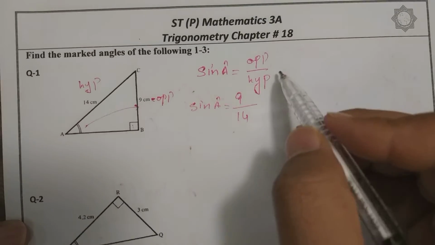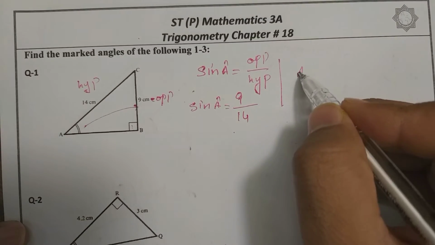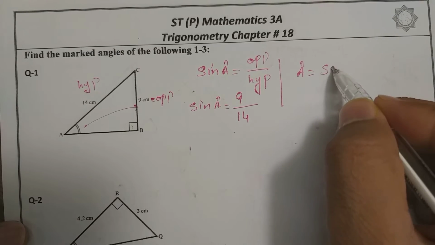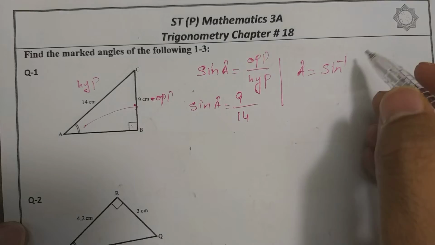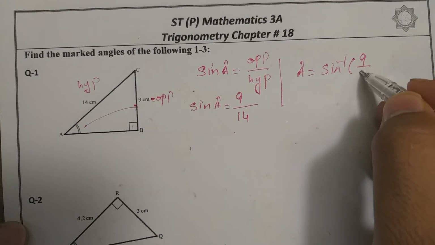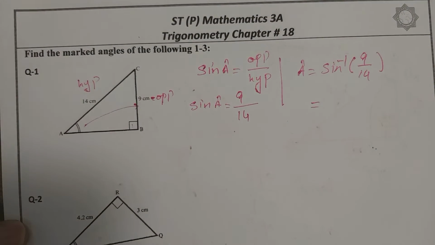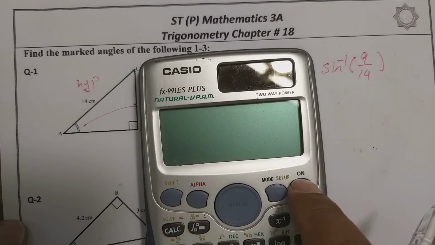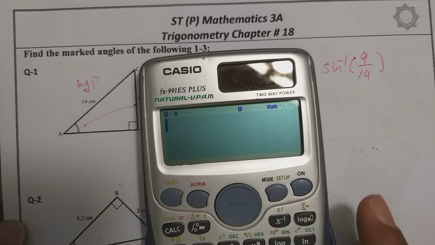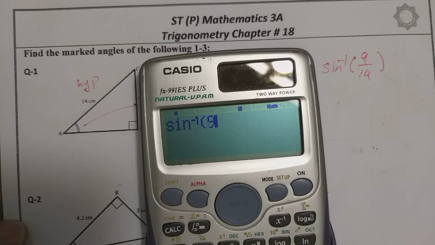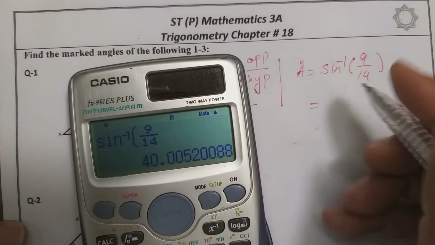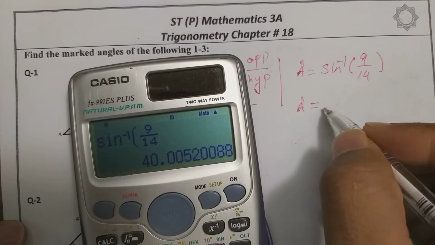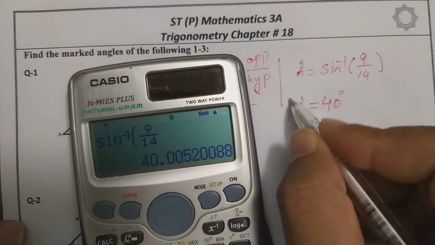So we need to find the angle from the sine. Angle always equals shift and the given function, and the given function here is sine. So 9 over 14. So the answer is shift sine 9 over 14, which gives us 40.00. So I just write here angle A equals 40 degrees.